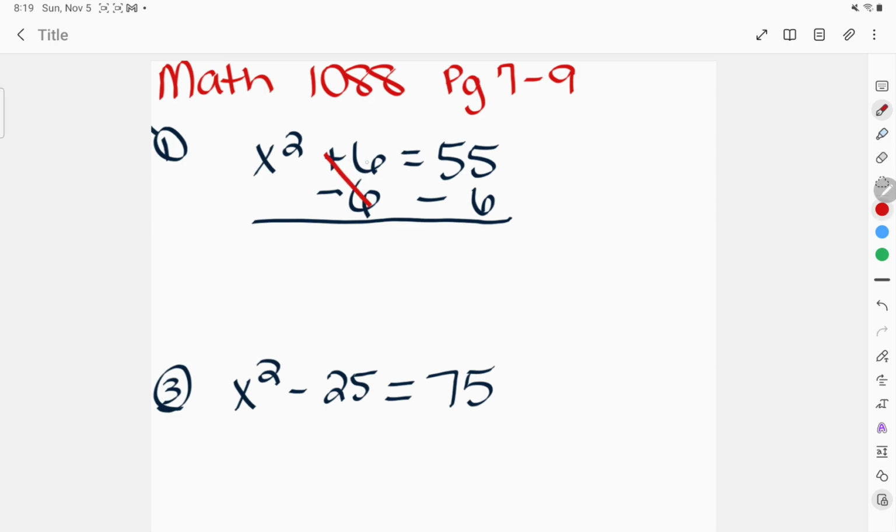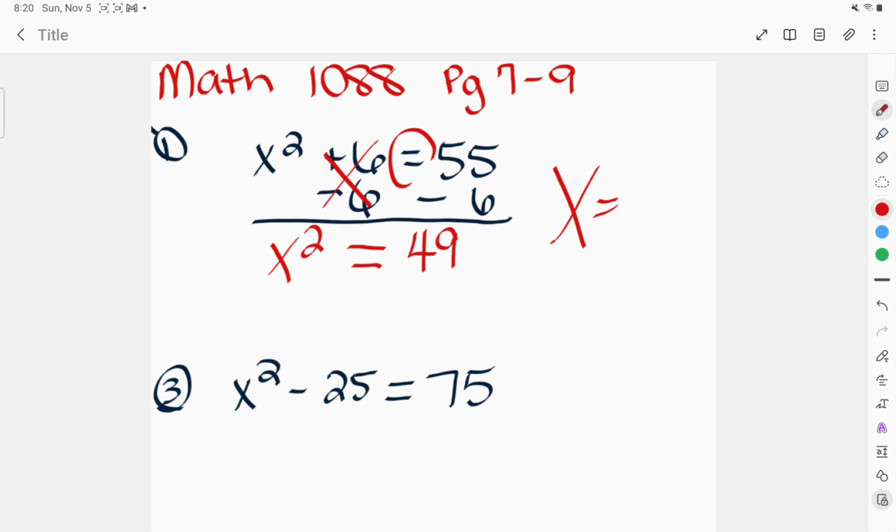Okay, so when I do that, I got positive 6 and minus 6 is 0. So all I have on the left side now is the x squared. And then I'm going to bring down my equal sign. And then 55 minus 6 is 49. Okay, so we're supposed to be solving for x, not x squared. So how do I solve for x when I have an x squared?